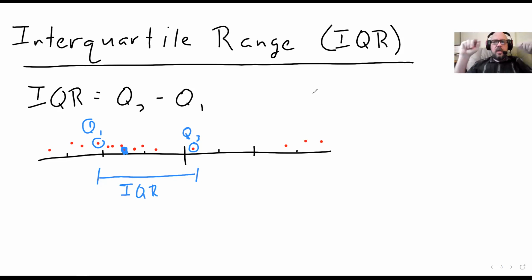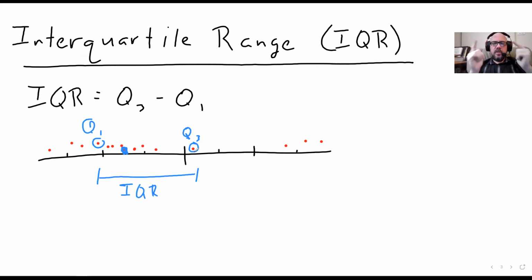Now, unlike the range, this doesn't ignore the middle portion of the data. It sort of highlights it, right? This is the middle 50% of the data. I hope that's clear, that 50% of the data is between Q1 and Q3, because 25% is below Q1 and 25% is above Q3, leaving you 50% in the middle. So that means that half of my data is between Q1 and Q3, and that's what the interquartile range tells you about, right? It tells you how far apart the edges of the middle 50% are.